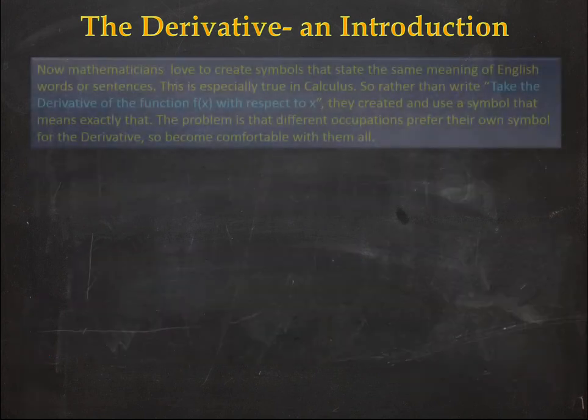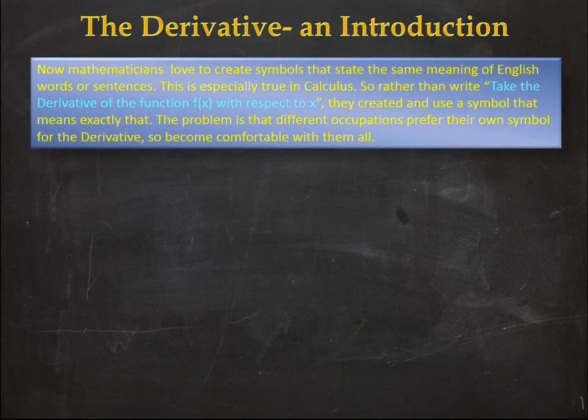Now, as we move along, we will find that mathematicians love creating symbols that mean it represents a process, a way of saying something in one symbol rather than write a paragraph or even a sentence or two. So rather than mathematicians say, let's take the derivative of the function f of x with respect to x, they will create a symbol that means exactly that.